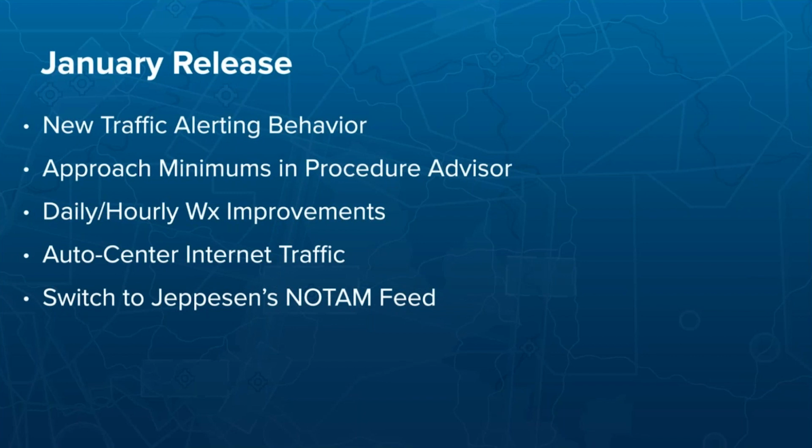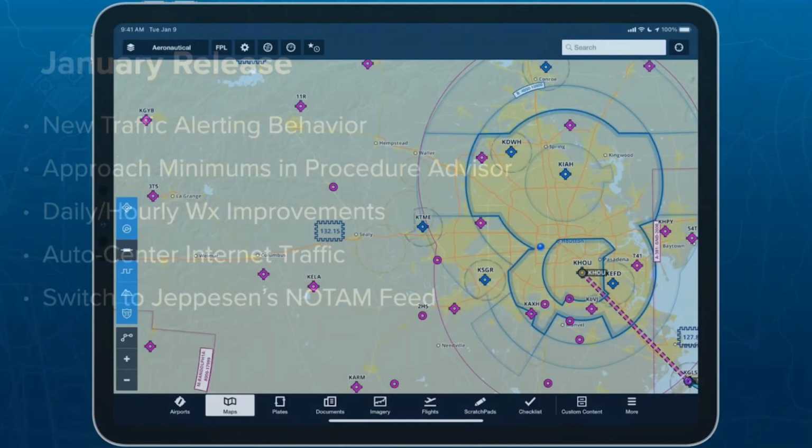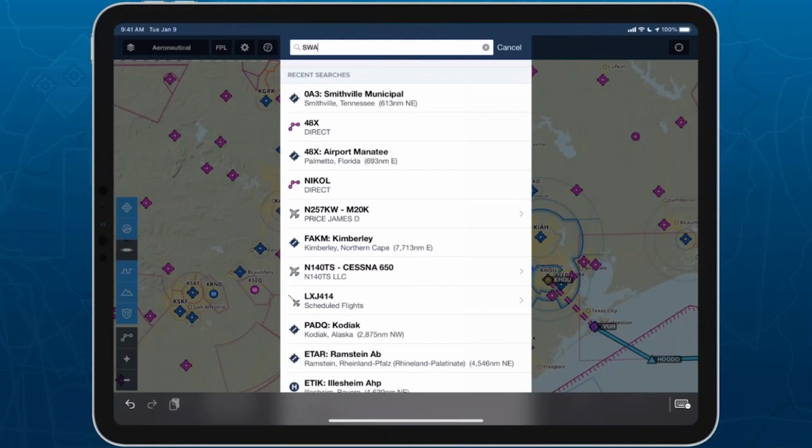Let me take a quick look at some of the questions you've been submitting. So can you search for an N number and track it? Yes, you can, actually. So let me jump back to the iPad here. What I usually do is I'm just going to do this WA. So you can search for call signs or tail numbers, N numbers.